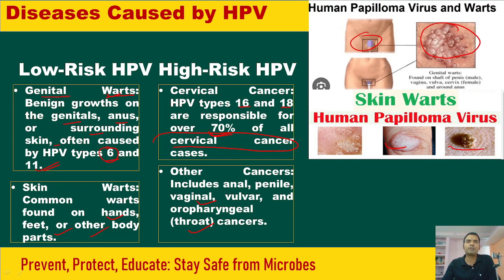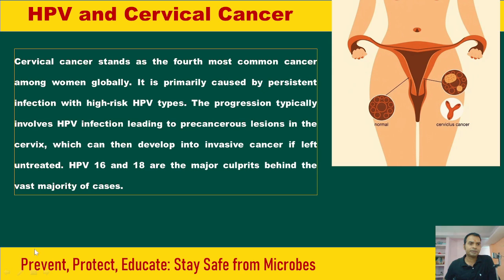So different types of warts are produced by human papillomavirus types 6 and 11. Now I am talking about human papillomavirus and cervical cancer. As I told, types 16 and 18 produce cervical cancer. Cervical cancer is the fourth most common cancer among women globally.